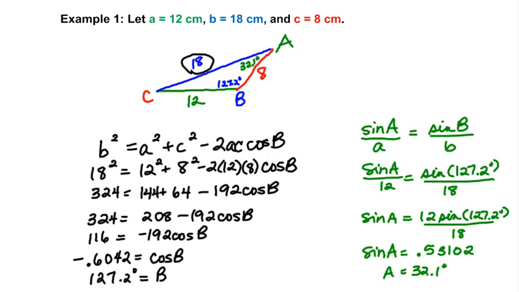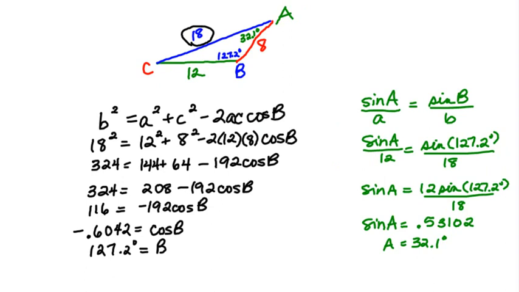So to find angle C now, C is 180 minus the measure of angle B minus the measure of angle A. So if we enter 180 minus 127.2 minus 32.1, we find that the measure of angle C is 20.7 degrees.